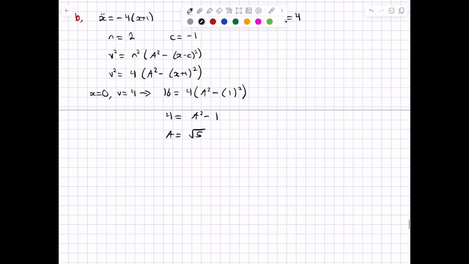Now let's draw up the scenario. We have a center somewhere here, and we want to see how far we travel in a full period. So a full period would be going 1 amplitude, 2 amplitudes, 3 amplitudes, and then 4 amplitudes. So the distance traveled in a full period is going to be 4 times the amplitude, which is 4 root 5 meters. And that's the end of part B.